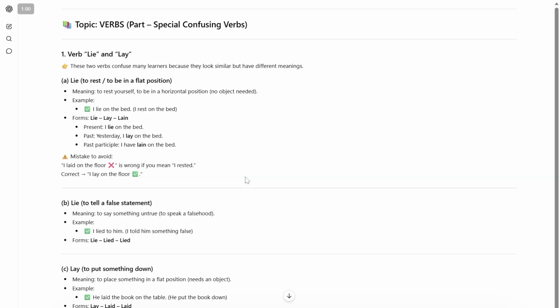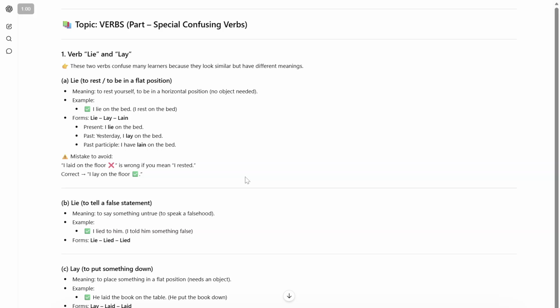1. Verbs lie and lay. These two verbs confuse many learners because they look similar, but have different meanings. A. Lie: to rest, to be in a flat position, meaning to rest yourself, to be in a horizontal position, no object needed. Example: I lie on the bed, I rest on the bed. Forms: lie, lay, lain. Present: I lie on the bed. Yesterday, I lay on the bed. Past participle: I have lain on the bed. Mistake to avoid: I laid on the floor is wrong if you mean I rested. Correct: I lay on the floor.